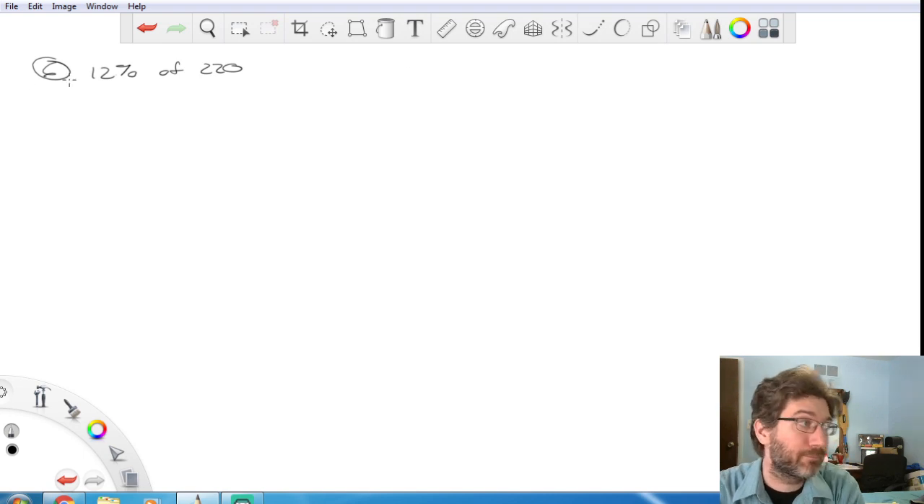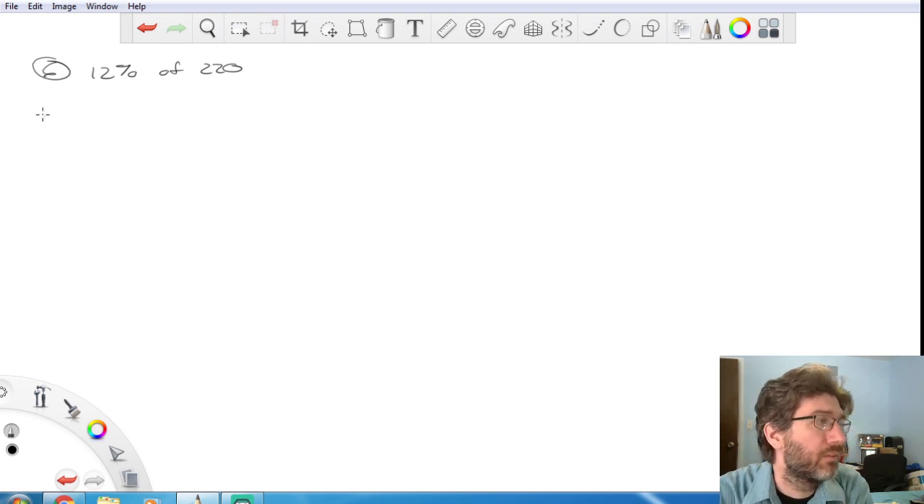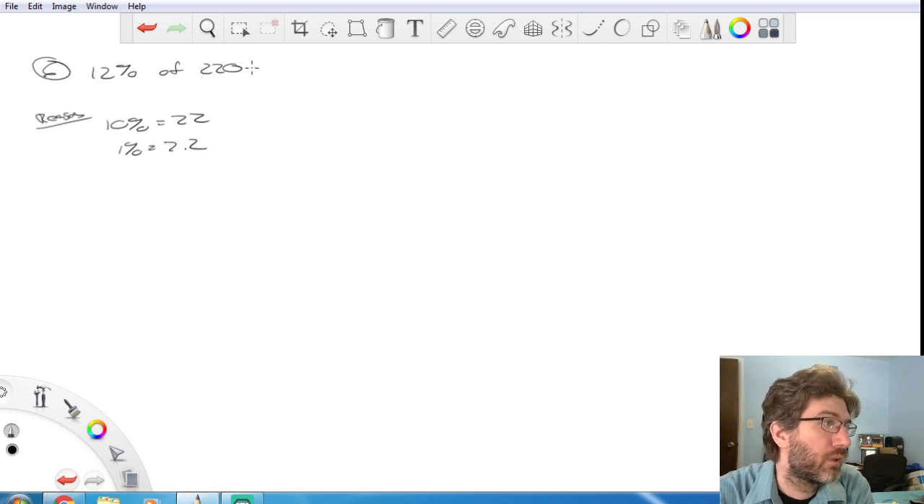12% of 220. Again, you can reason through this one. This one's not too bad, right? 10% is going to be 22 because I move the decimal once. 1% is going to be 2.2 because you move it twice, which means 2% is going to be twice this, which would be 4.4. And then you just take 10% plus 2%.